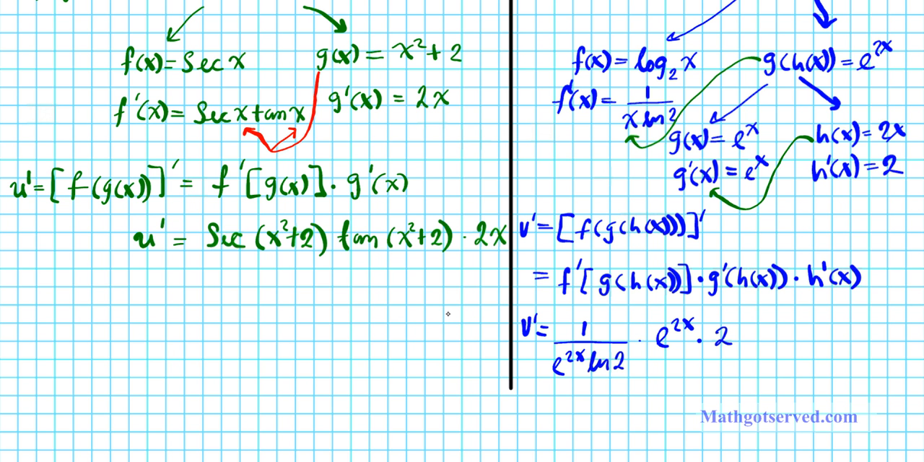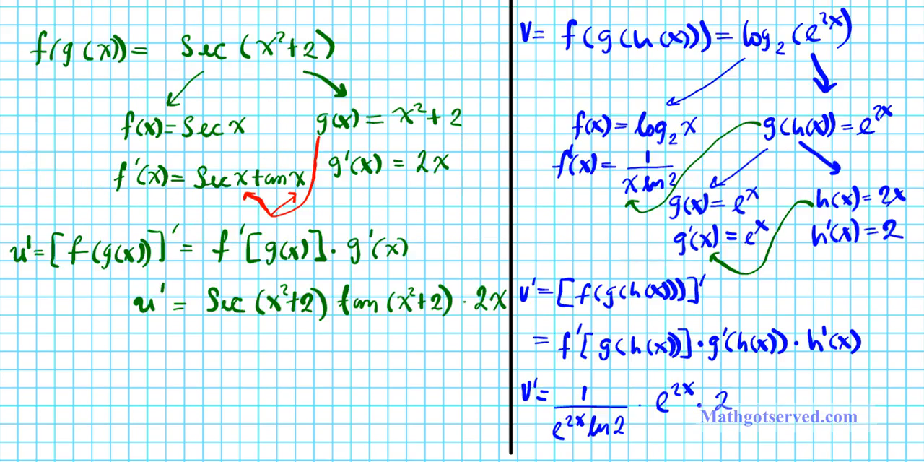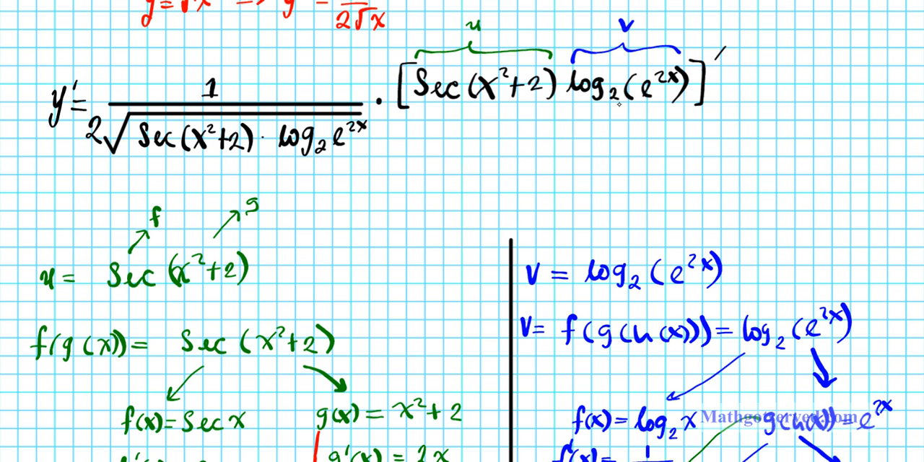Okay, so now that we have u prime and v prime, we can now apply the product rule to find the derivative of u and v. We know what the product rule is. It's v u prime plus u v prime. Let's go ahead and write that down. So if you find the derivative of uv, the product rule says that that is v u prime plus u v prime.